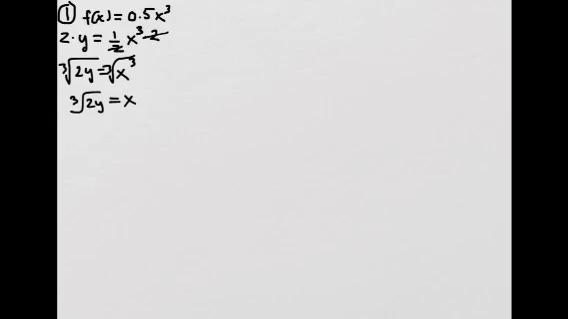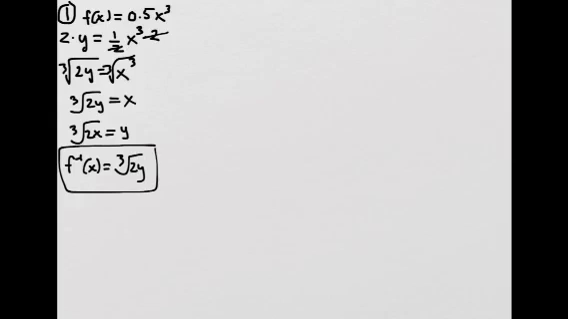Switch the x and the y. Cube root of 2x equals y. And then switch the y to f inverse. So I'll just put the f inverse on the left side. Equals cube root of 2x. So this is my inverse function right here. So now I'm going to test it. I'm going to do f of f inverse of x.